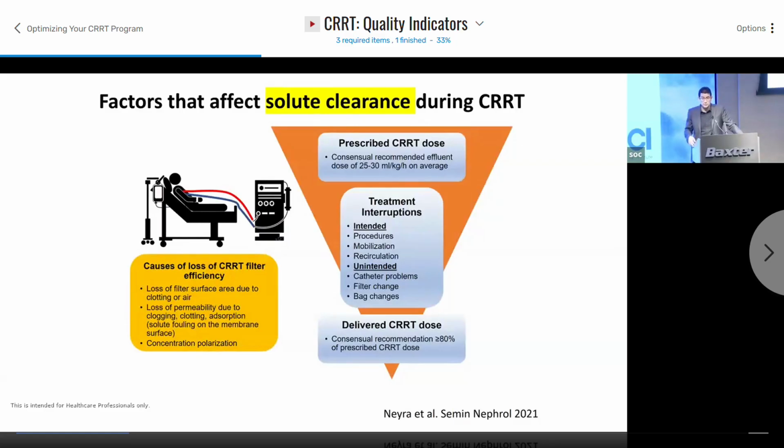small interruptions in the treatment, and if you add them together, you're going to have a significant interruption throughout the day. Also, the characteristics of the filter, we lose efficiency, loss of filter surface area due to clotting or air, loss of permeability due to clogging, clotting, absorption, and concentration polarization, right? So your filter, when it's brand new, is not the same in terms of efficiency 3 days later, right? And you should try to maximize its use up to 3 days, if not more.